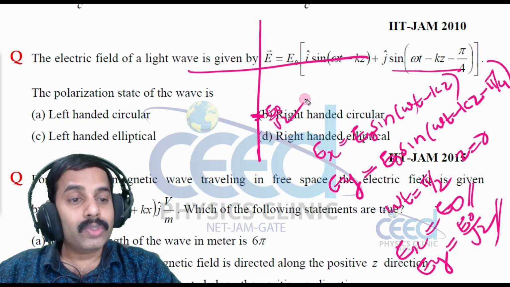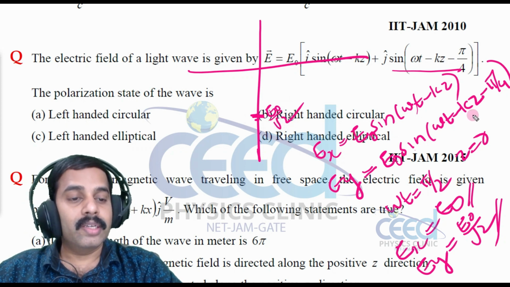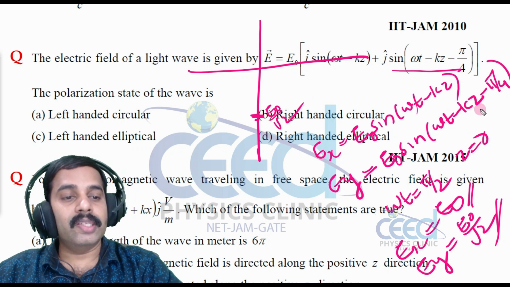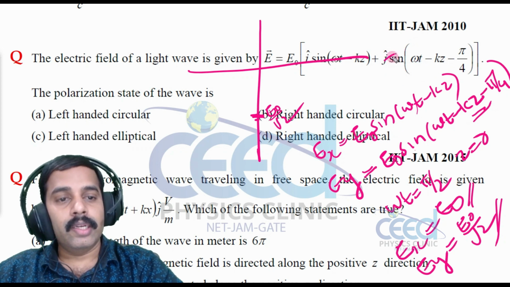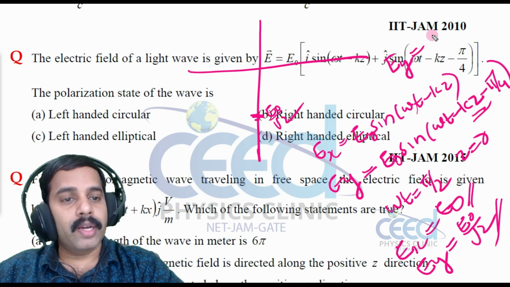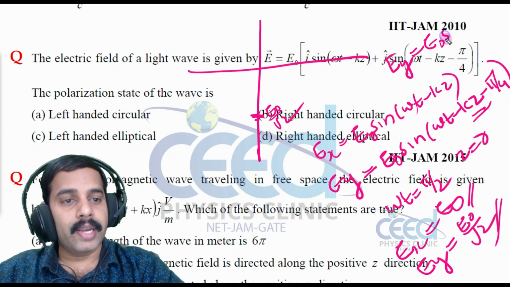Now, suppose you are considering the condition z is equal to 0. What is the expression for Ey? Ey is equal to E0 sin(omega t minus pi by 2), right? E0 sin(z is equal to 0, minus omega t, minus pi by 4).